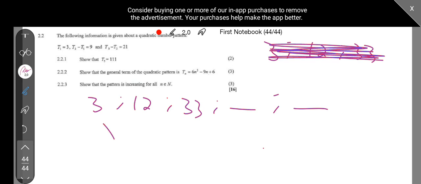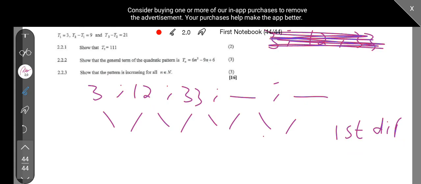So what we can do here is come up with the first differences. These are the first differences. Remember, we've done a lot of these questions. These are the second differences. The first differences, we're going to write them here. So, what is 12 minus 3? That is 9. What is 33 minus 12? Well, that gives us 21.